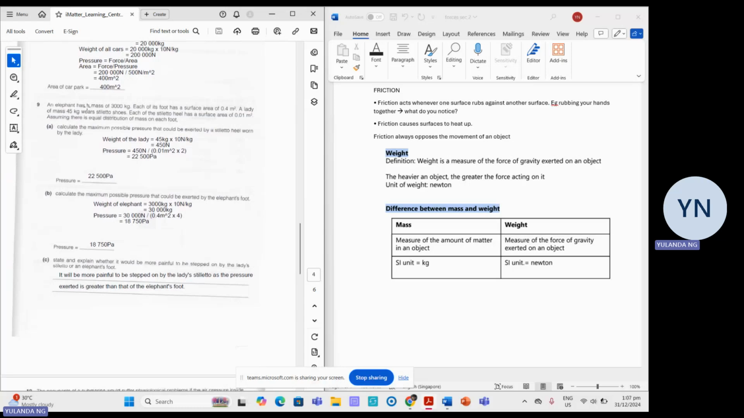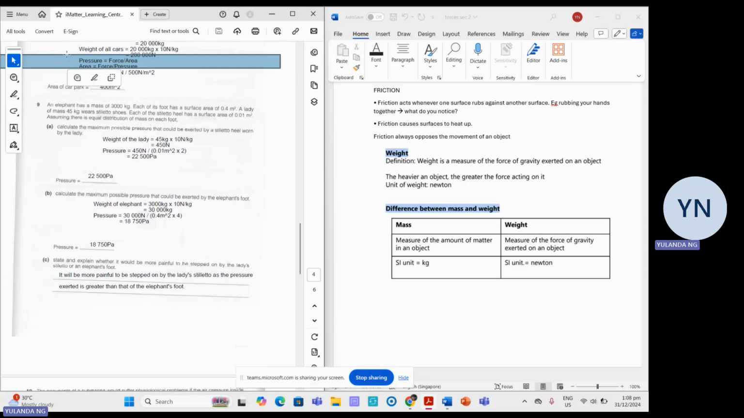Okay, a lady, mass of 45 kg. And then she wears heels that have a surface area of 0.01 meter squared. Each heel is 0.01 meter squared. But how many heels does the lady have? Okay, need to find the total surface area as well. So now we assume that there is equal distribution of mass on each foot. We need to find the maximum possible pressure that can be exerted by the heel.